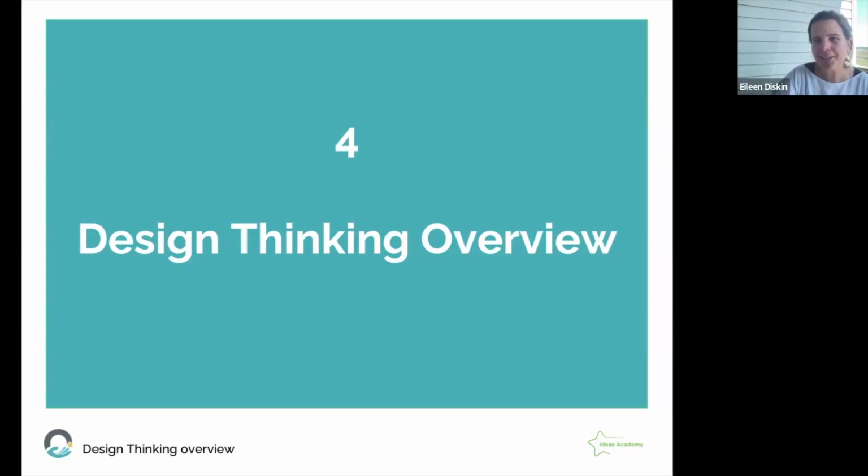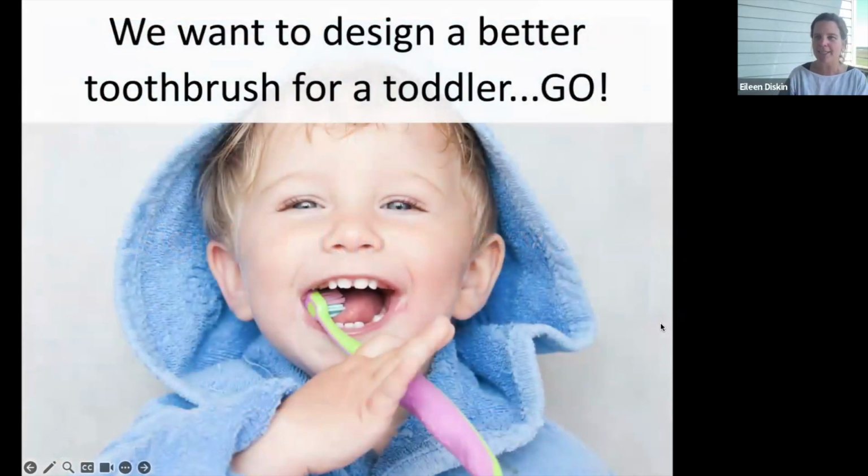So to begin, I'm going to set you a little question and just ask that you spend 20 seconds or so thinking about this. We want to design a better toothbrush for a toddler. You can write down any ideas that you have, any thoughts that you have, and take about 15 or 20 seconds to do so.